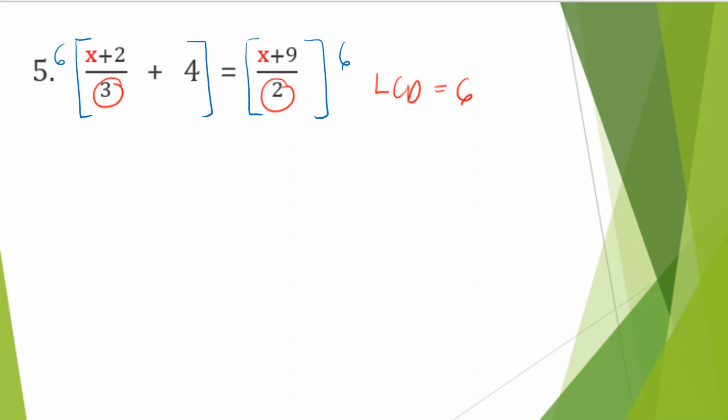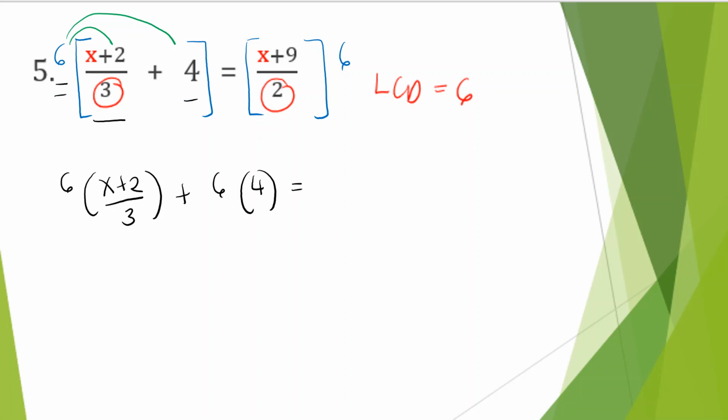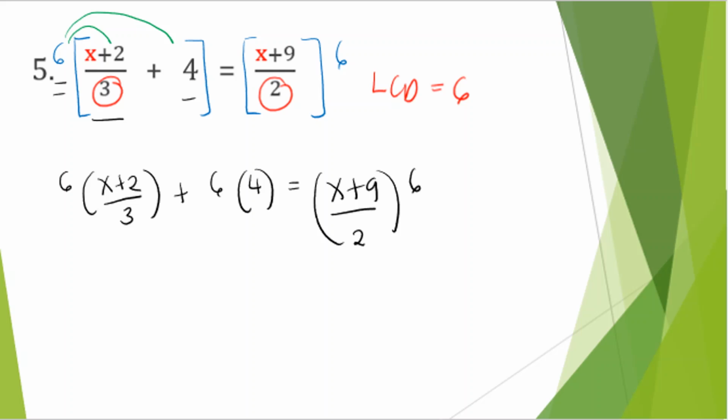Then we can apply distributive property of multiplication. So we have 6 multiplied by x plus 2 all over 3, plus 6 times 4, is equal to x plus 9 all over 2 multiplied by 6. We can cancel 6 and 3. Both numbers are divisible by 3. 3 divided by 3 is 1. 6 divided by 3 is 2. So let us distribute 2 to the binomial.